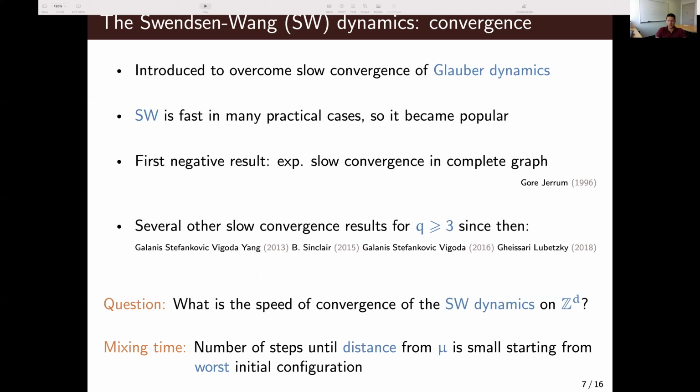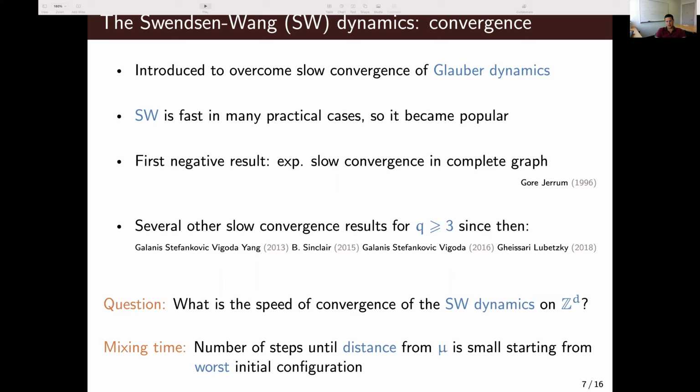Now is probably a good time to define what we mean by speed of convergence. We're going to be measuring the speed of convergence by mixing time, which is the most standard notion of speed of convergence. It's just the number of steps that the chain has to take until its distribution is close in total variation distance to the target distribution, in this case, the Potts distribution.